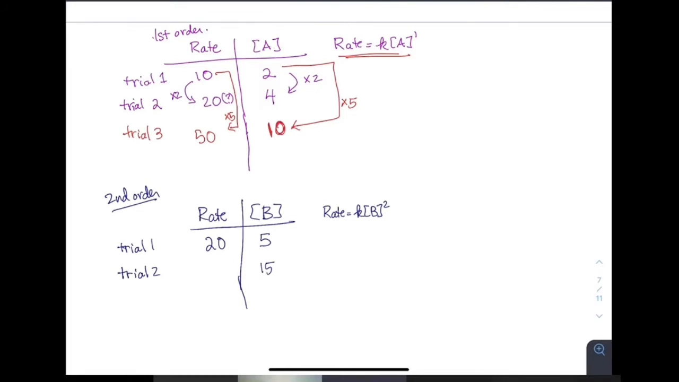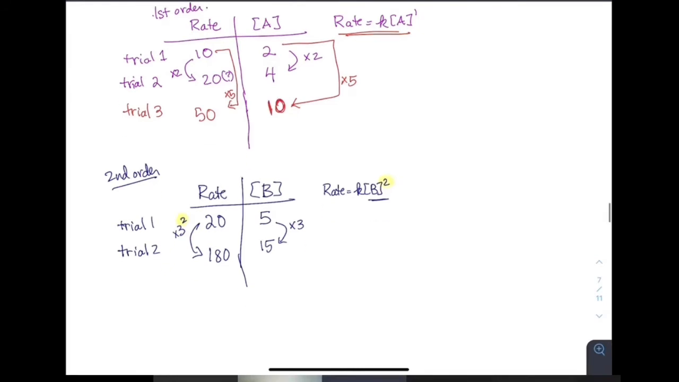I could find the new rate by plugging back into the rate law with that K I calculated, or I could recognize that it went up by 3, but you'll notice that it's squared in the rate law, so the rate is going to go up by 3 squared. So 20 times 3 squared is 180. My new rate is 180. That's exactly what you would get if you solved for K in the first trial and used it to calculate the rate in the second trial. But recognizing that pattern is important.